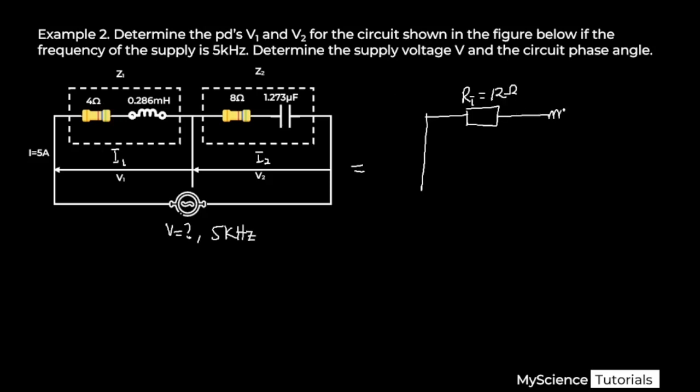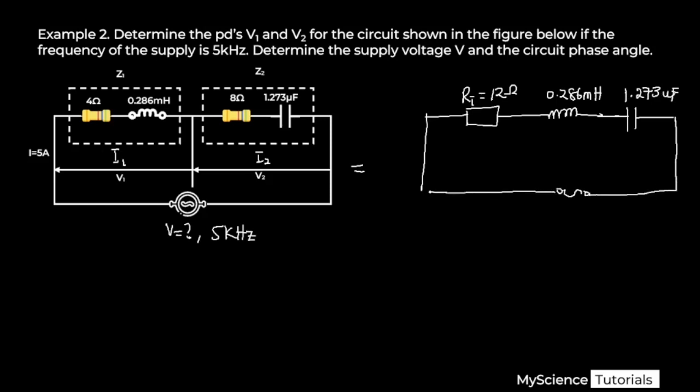Now we have our inductor, which is still going to be 0.286 millihenry, and then we're going to have our capacitor connected, and that will be 1.273 microfarad, connected to an AC source. We don't know the voltage, and we still have 5 kilohertz as our frequency, and our current is equal to 5 amperes.